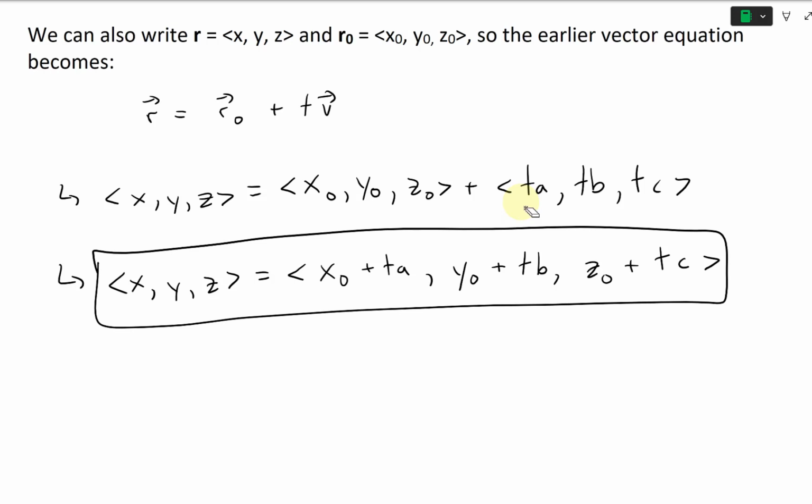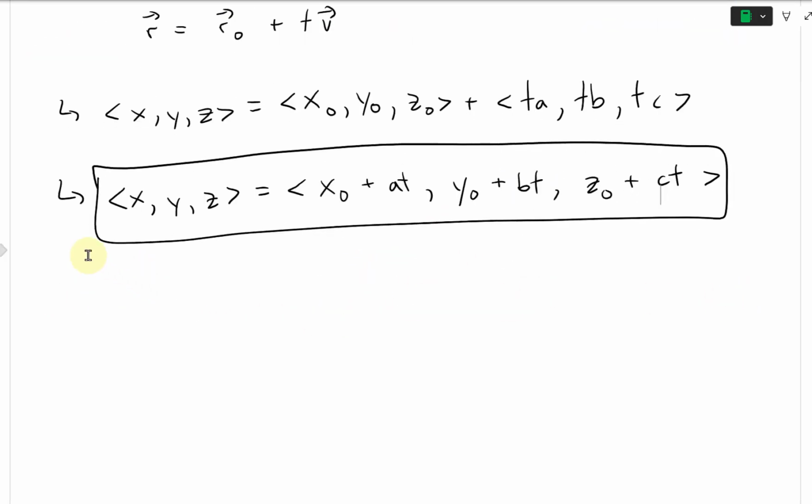And actually, I'm just going to rearrange this because my calculus book rearranges it. It writes at, bt, etc. Again, that's just copying my calculus book. And yeah, just flip it around like that. It doesn't change anything, just the notation, how it looks.